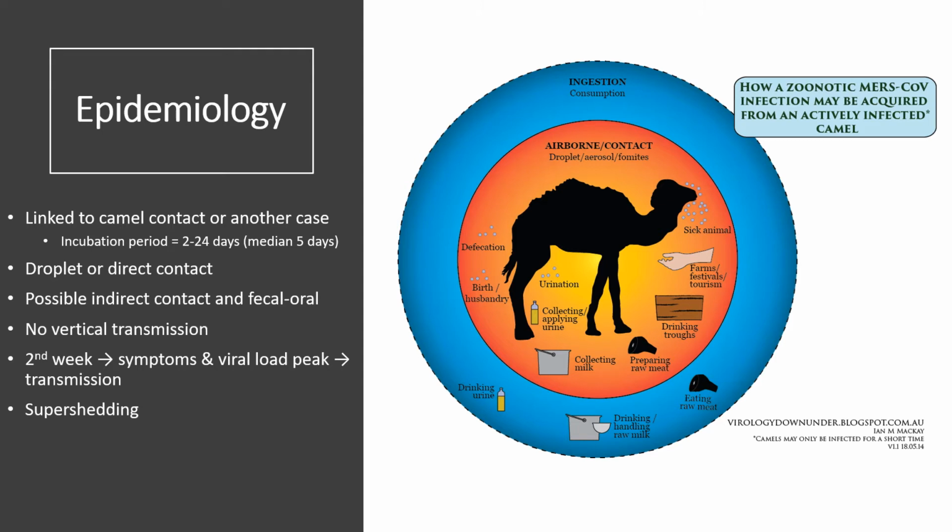MERS has a 2 to 24-day incubation period with a 5-day median. Transmission to secondary cases appears to occur in the second week of illness when symptoms and viral loads peak. Cases of supershedding have been identified.